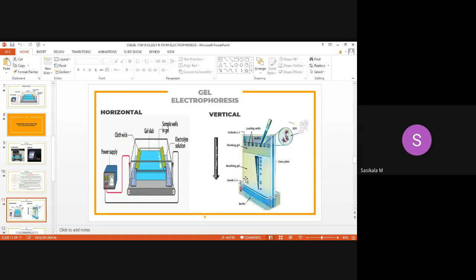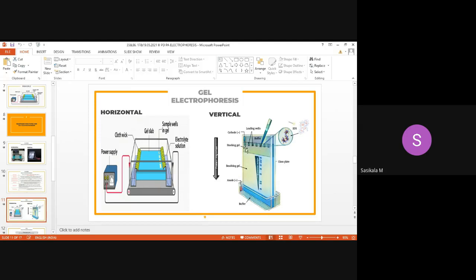So we need to make the gel bed with two types of gel. One is stacking gel, another one is resolving gel. So stacking gel pH will be low. What difference these two gels have is pH only. It differs with pH. And stacking gel will arrange the molecules to move in a uniform way.